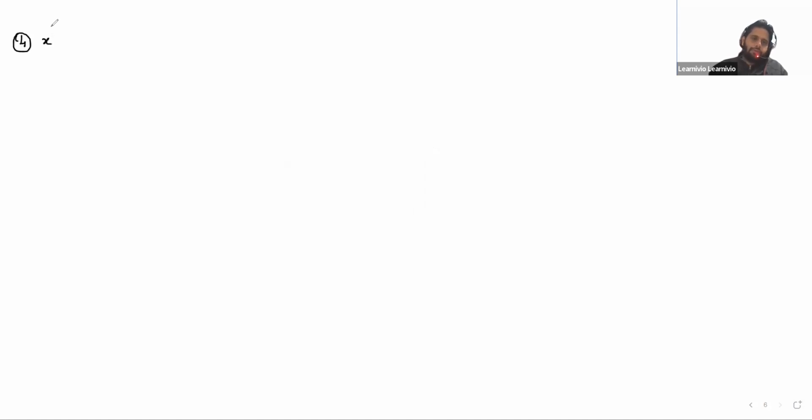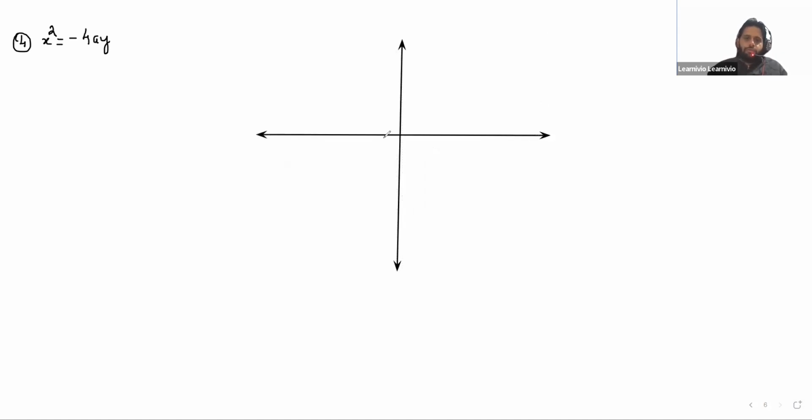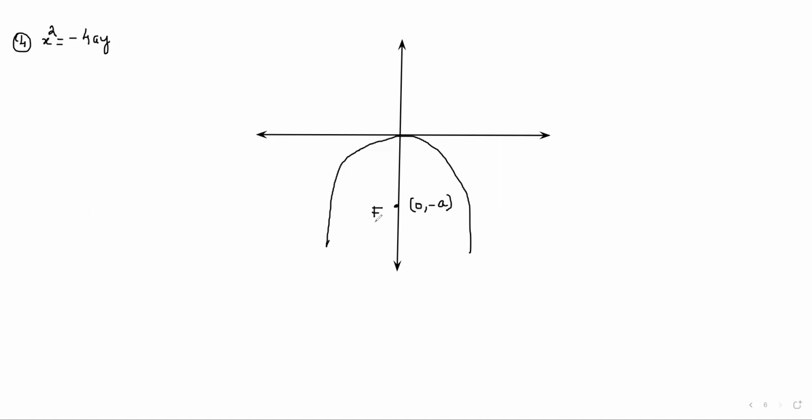Fourth is x square is equal to minus 4ay. The graph will be as before, just we will change the direction. So this is the focus. Now this coordinate is 0, minus a. Is that clear? Yes, sir. Okay, please draw this graph. Then we will do the next topic.